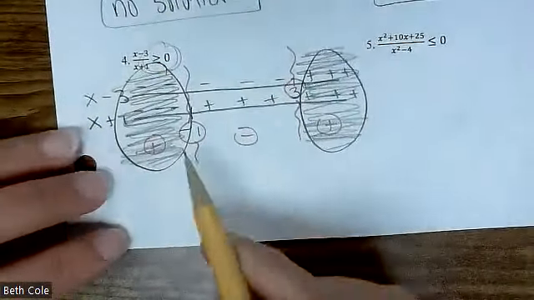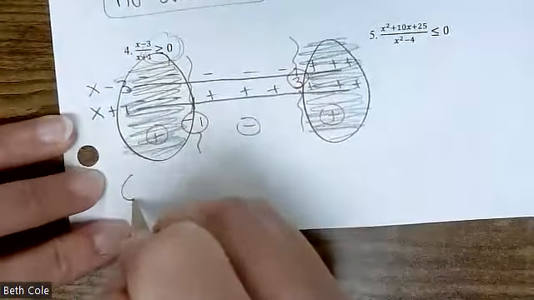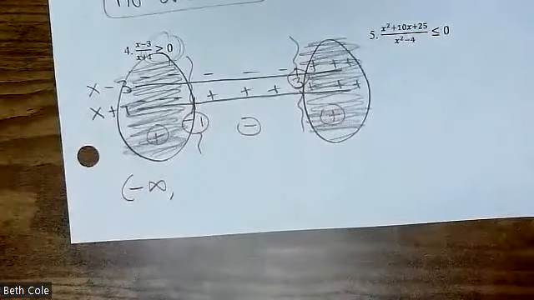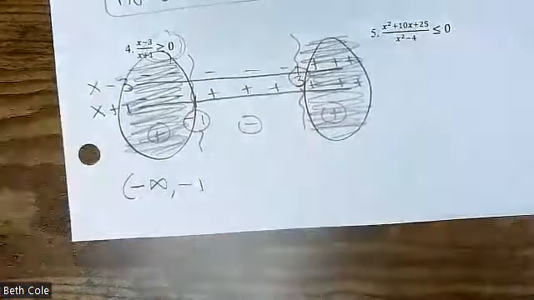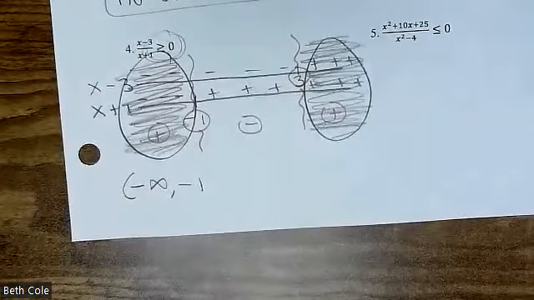All right. So how would we write this first section? It would be -infinity to -1. Now let's have a bracket versus parenthesis conversation.